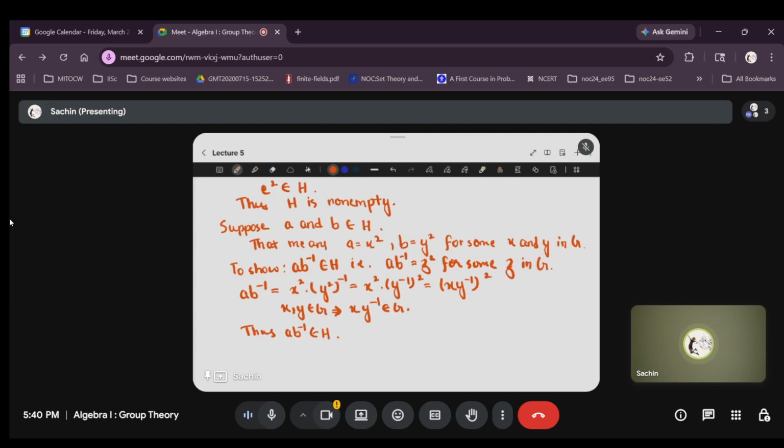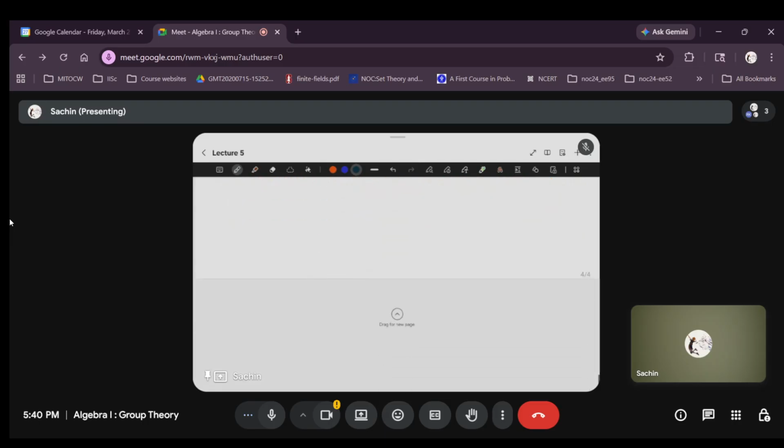This much is clear. Okay, next we'll go to the two-step subgroup test. Sometimes if you feel the one-step subgroup test is a bit difficult to understand, you can use the two-step subgroup test. So for beginners, this is more recommended.